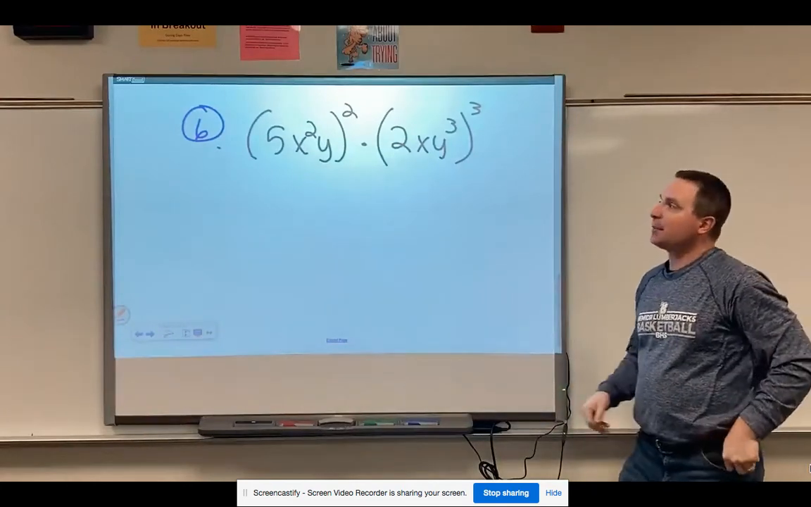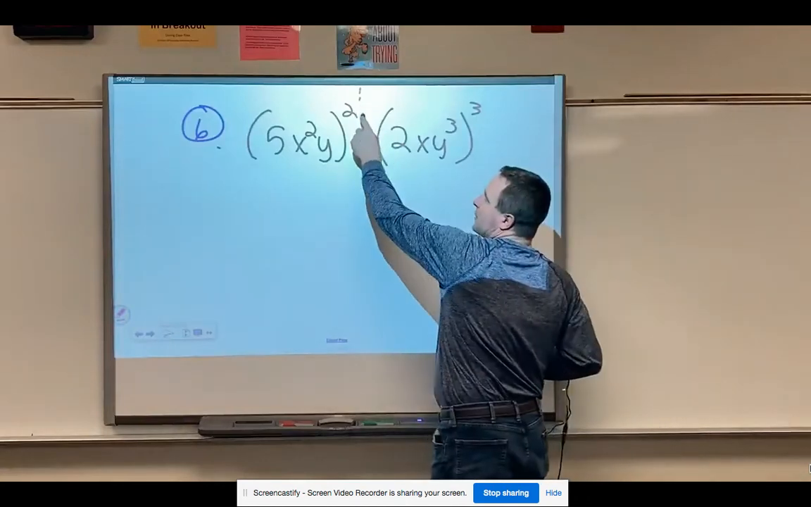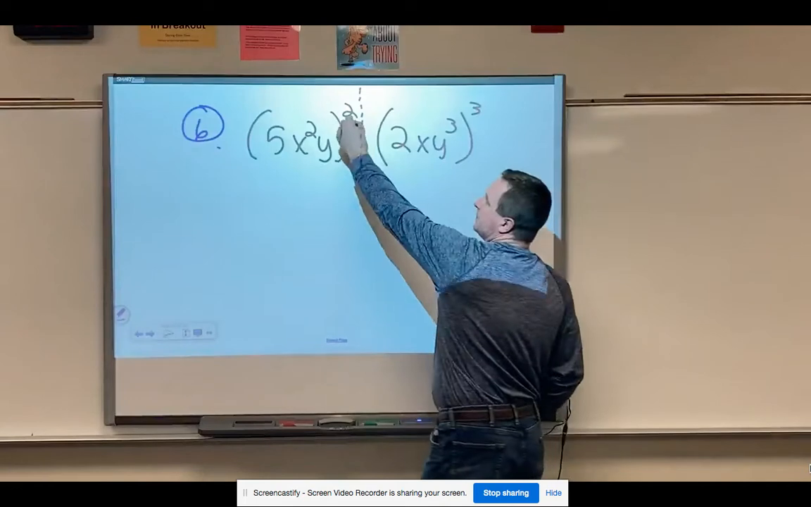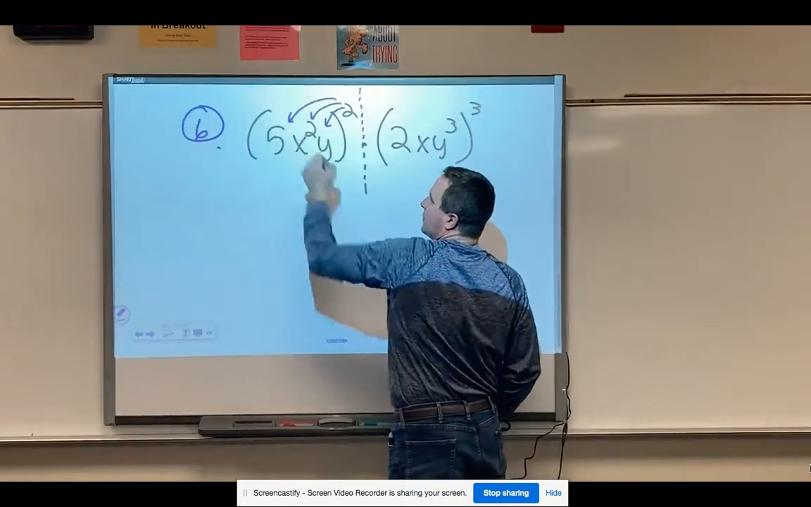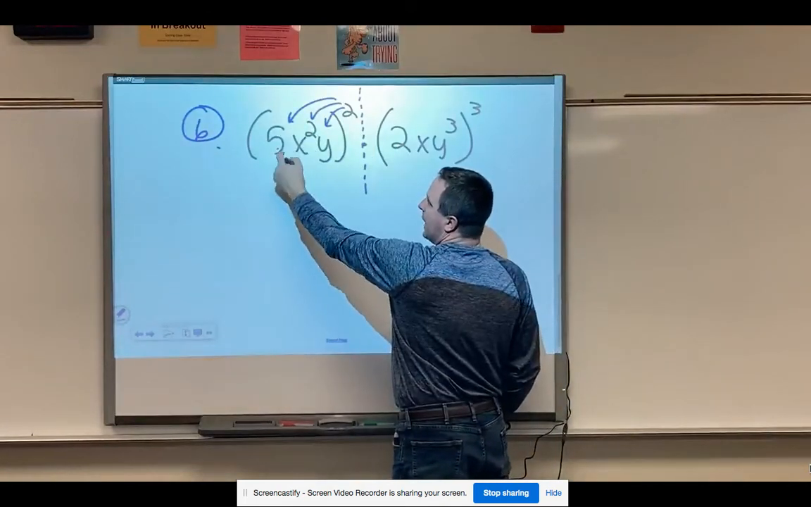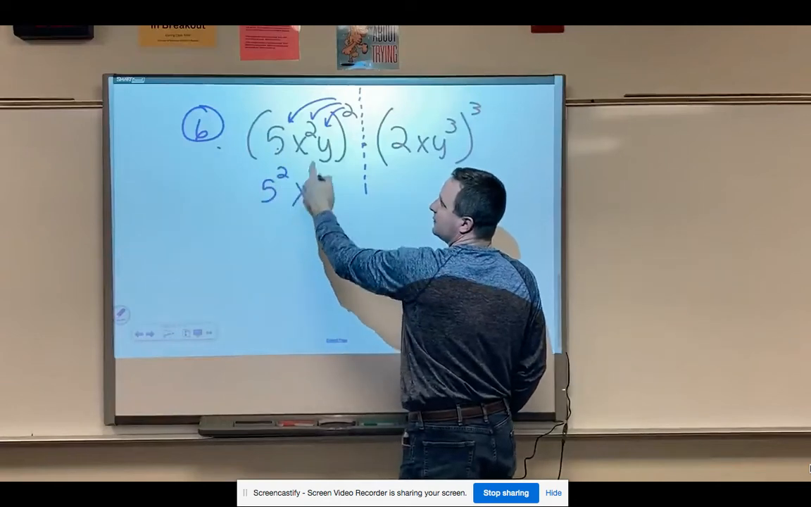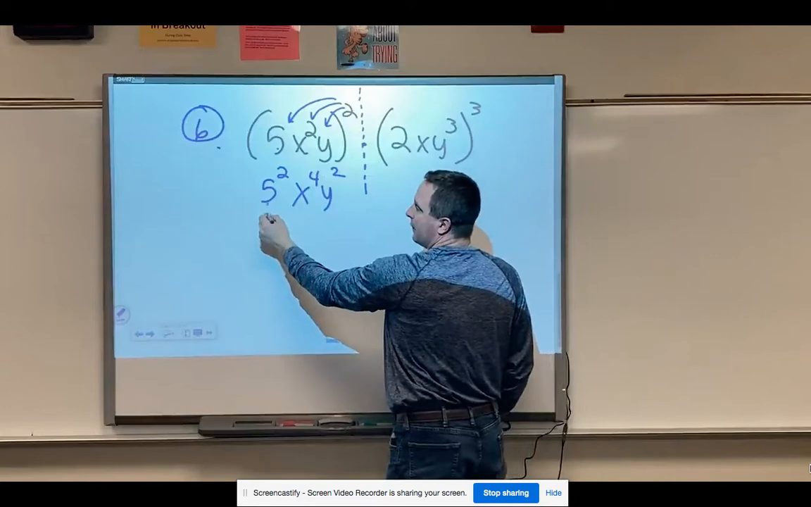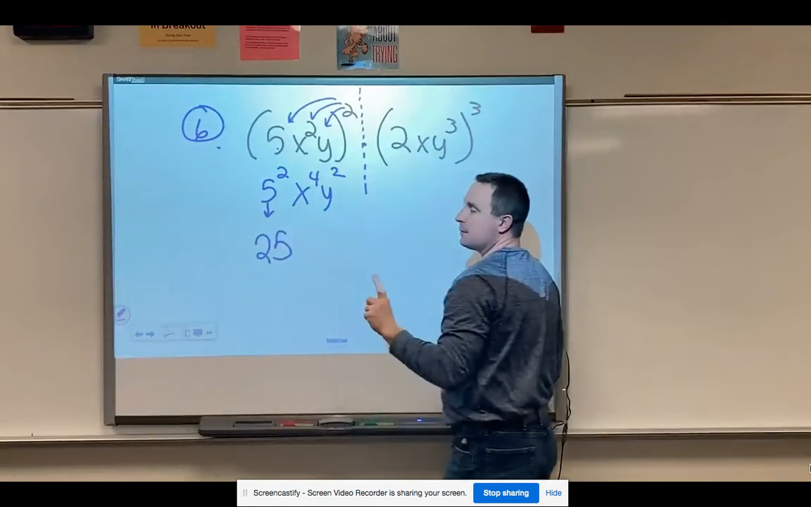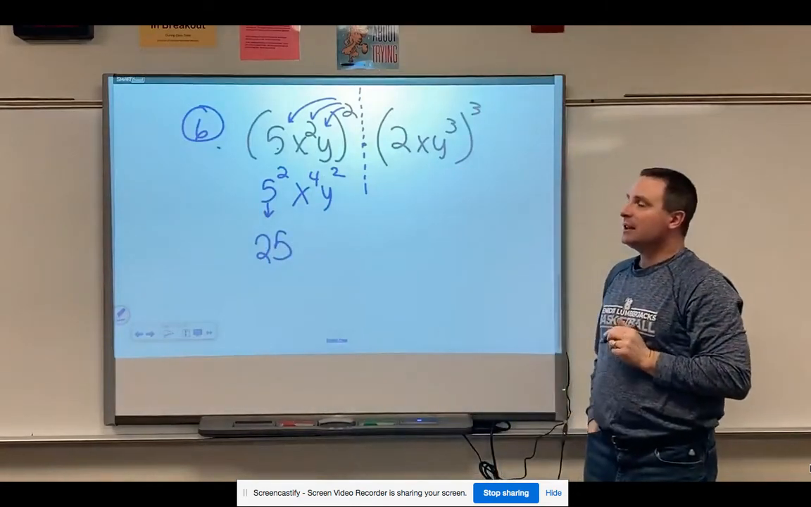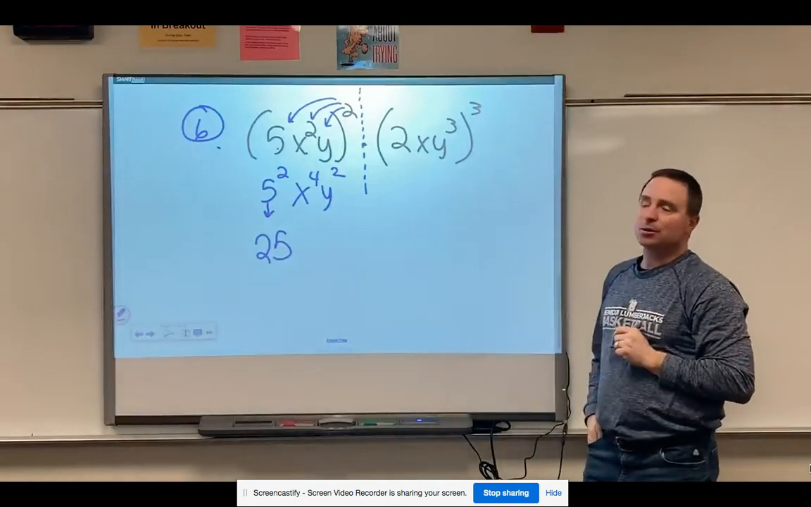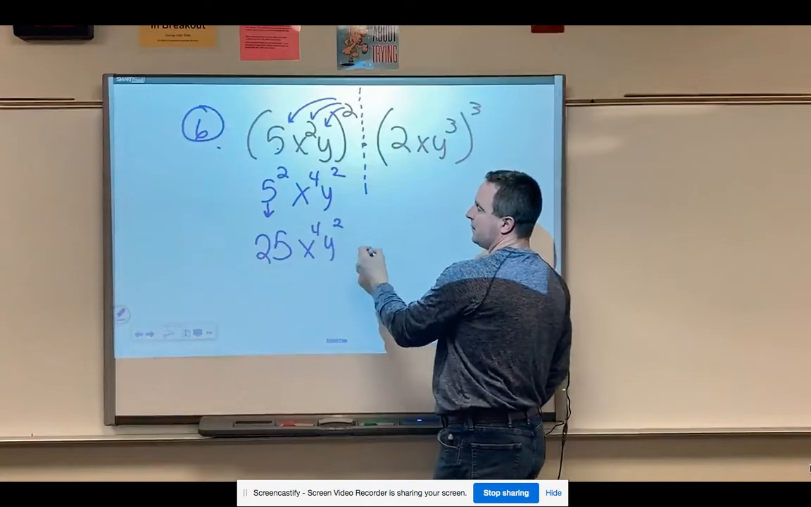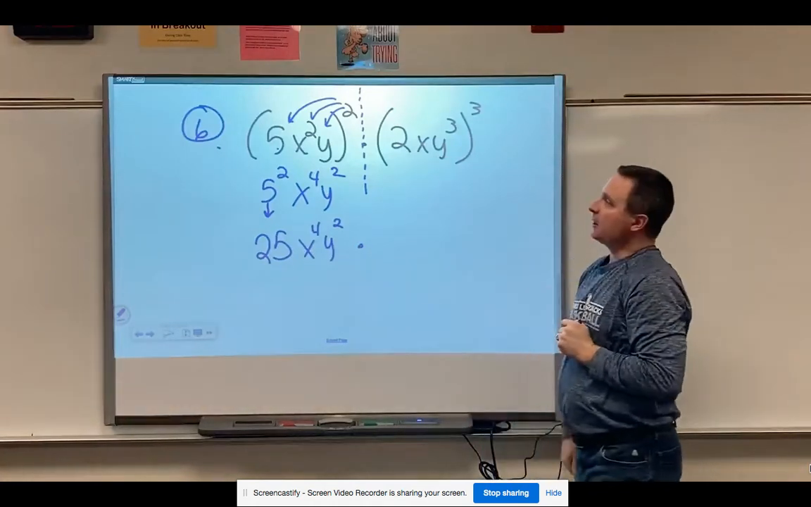So what's the easiest way to tackle this? I would say do each one separately. Treat that times sign as a little divider. Let's do the one on the left. I'm going to distribute: 5 to the second, x to the fourth, y squared. And 5 to the second is 25. Be careful, it's not 10. It's 5 times 5, 2 times, which is 25. x to the fourth, y to the second. Then I'm going to take a look at the one on the right.